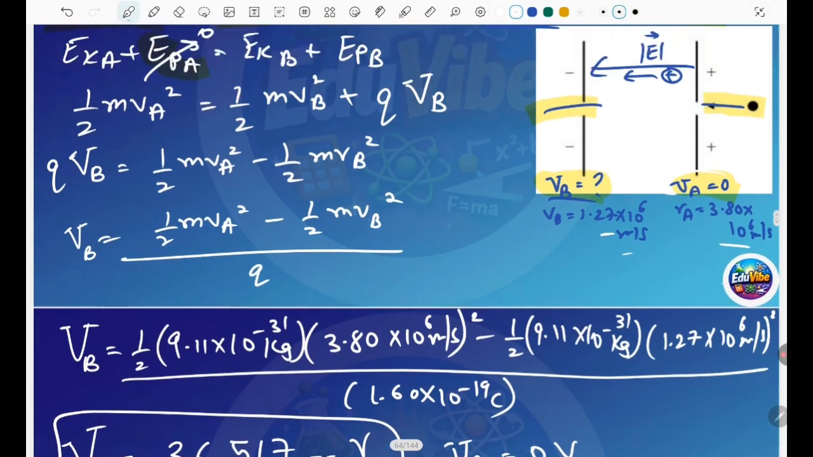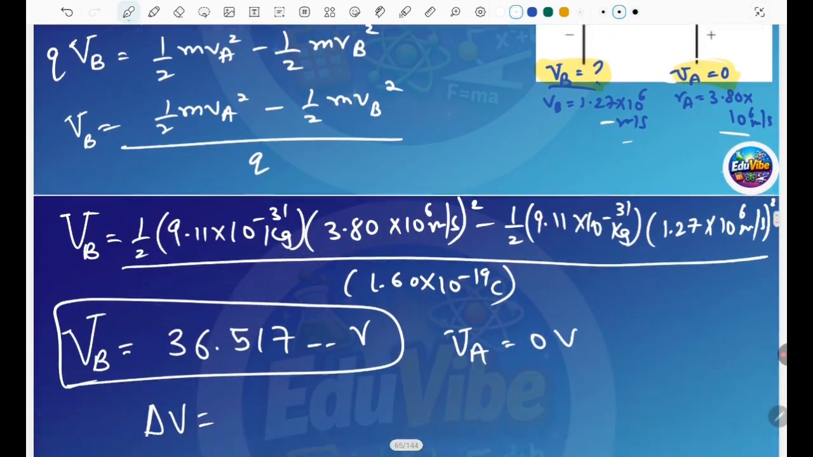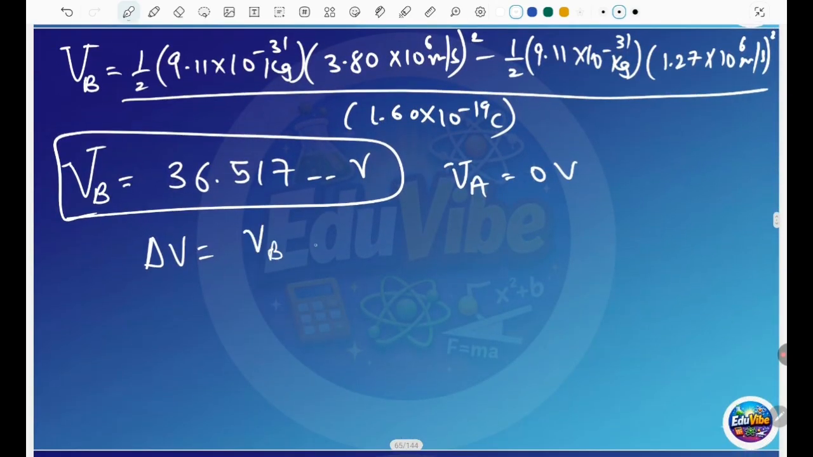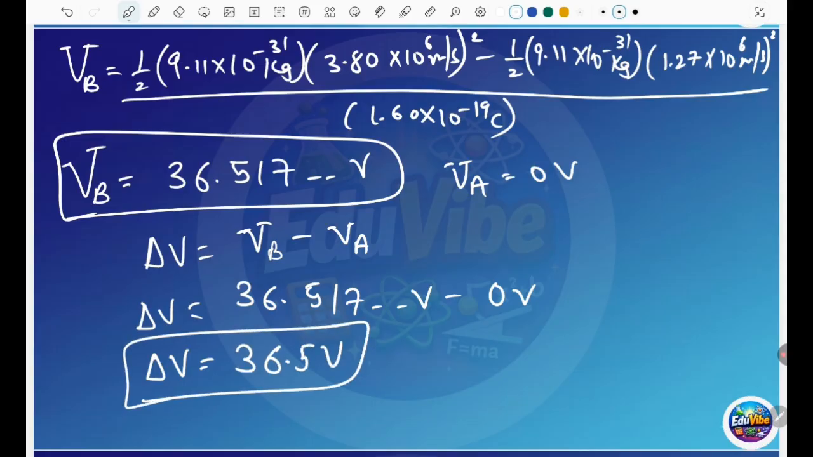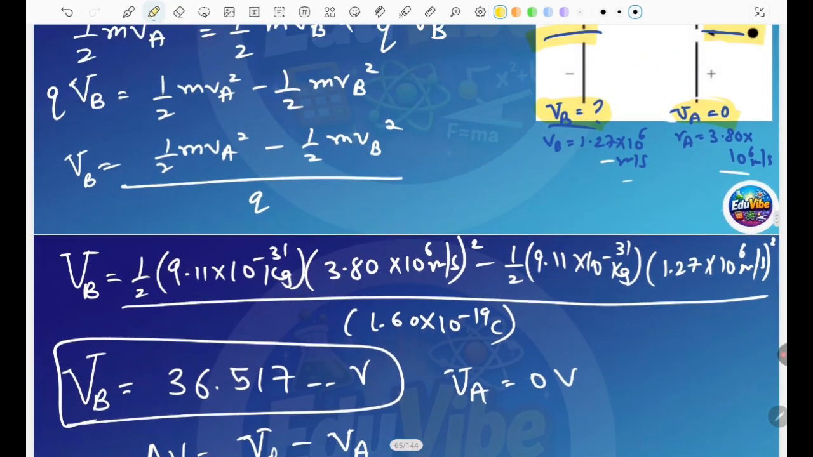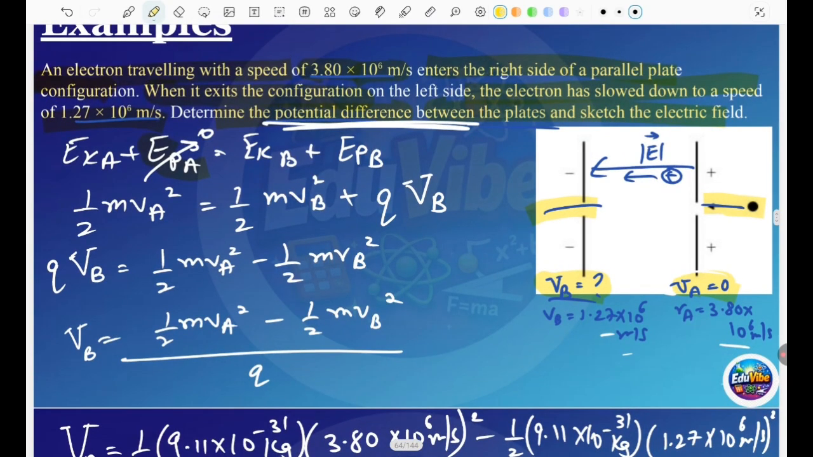You want the potential difference between the plates, which is VB minus VA. So this is equal to 36.517 volts minus 0 volts. You get a potential difference of about 36.5 volts. That's all you have to mention, and that's all you have to do for this question. This is an easy type of question; you just use one formula like this. Sometimes you will use the potential difference formula with the electric field formula, which is delta V upon delta d, but we will do this in the practice questions.